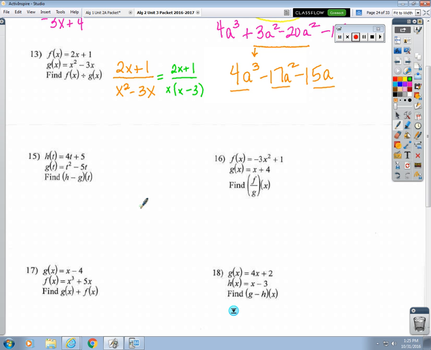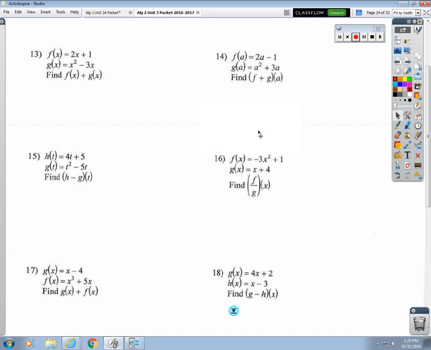Alright, can I erase all this? Alright, number 14. This time they want you to start with the f function, which is 2a minus 1. And then they want the g function, which is a squared plus 3a. And they want you to add them.